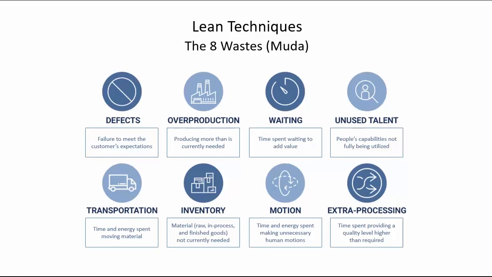And transportation is defined as any time and energy spent moving material. Inventory is any material, raw, in process, and or finished goods not currently needed. Motion. Motion is the time and energy spent making unnecessary human motion. And finally, extra processing is defined as time spent providing a quality level higher than required by the customer. Eliminating these wastes is at the core of any lean transformation.